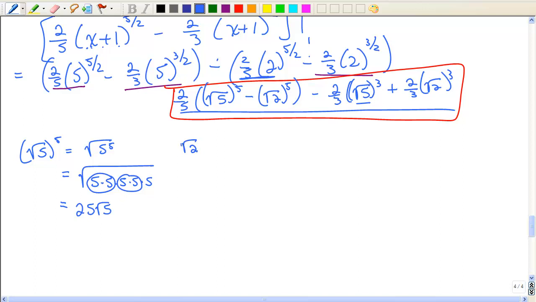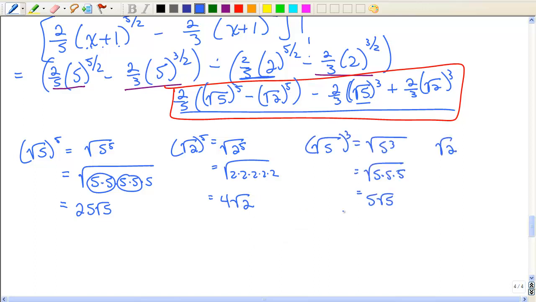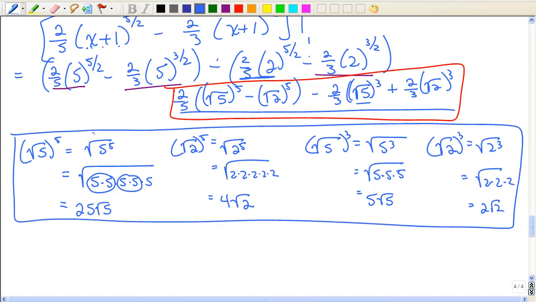If we have the square root of 2 to the 5th power, we're going to do the same thing. We'd have the square root of 2 to the 5th, so I can take out a 4 and leave a 2. Then I have the square root of 5 cubed and the square root of 2 cubed. It's probably been a long time since you've done something like this, but hopefully it's coming back. Let's see if we can replace those ugly things with these better looking things, or at least it looks better to me.